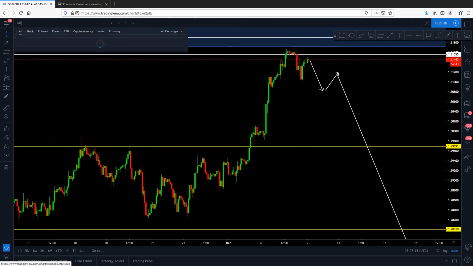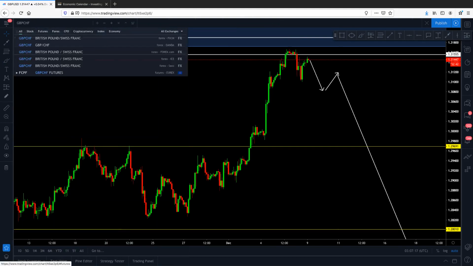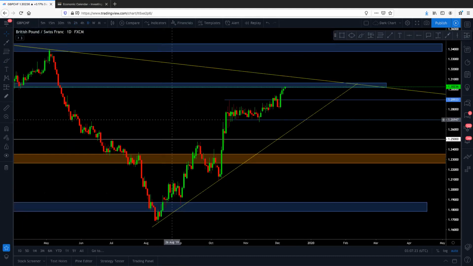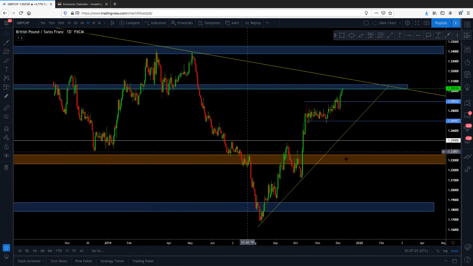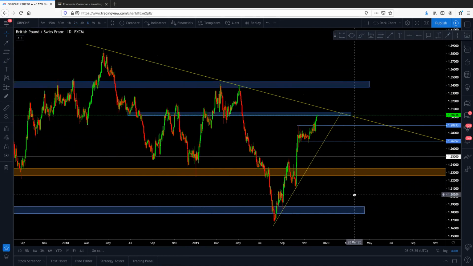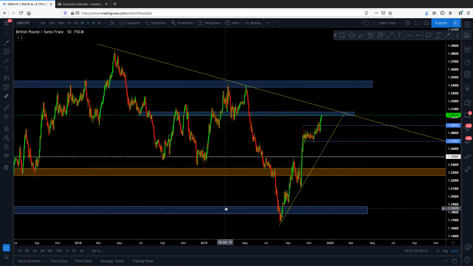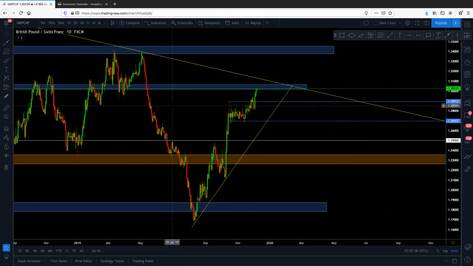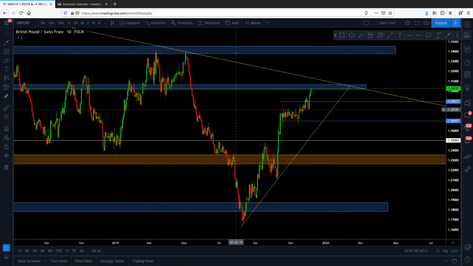GBP USD. GBP CHF. All right, we're in a similar type situation with GBP CHF. We look here on the daily, price had a huge bounce from this demand level, right? Now we're retesting an interesting level of structure, right?